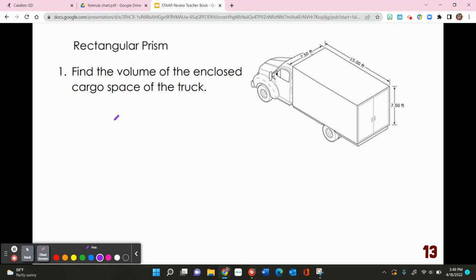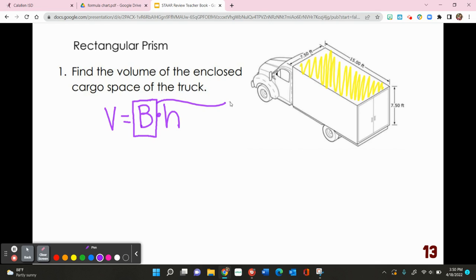So I'm going to go over to our notes and we're going to write V equals B times H. Now remember, big B stands for the area of my base. Now on this rectangular prism, remember our base shape is either the top or bottom. So my base shape is a rectangle. So I'm going to put a rectangle around B.